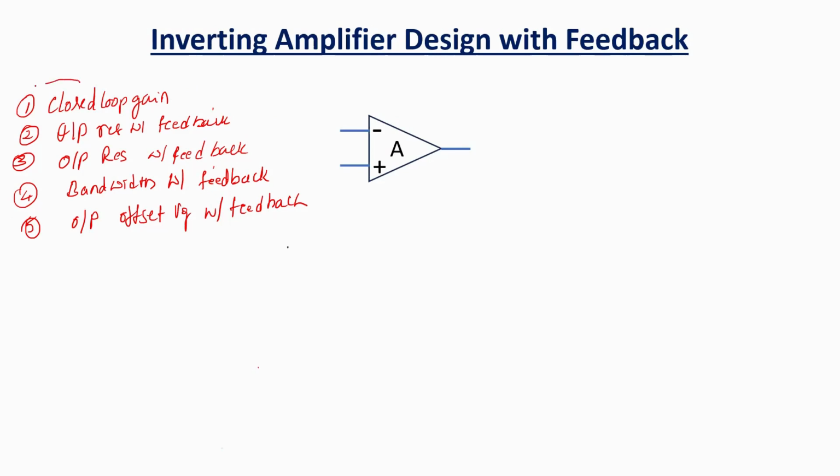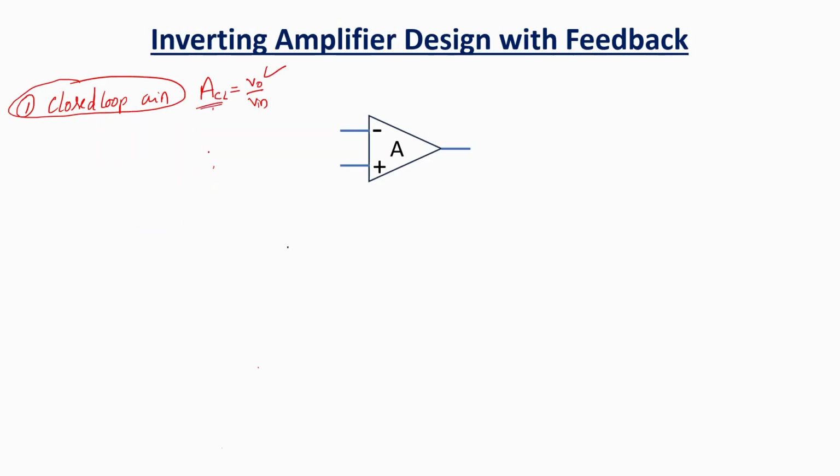To start with, we need to understand what the closed loop gain is. Closed loop gain means it is ACL, which is nothing but equal to output voltage divided by the input voltage. Let us study the open loop gain. Now, let us design this inverting amplifier using the common resistors.